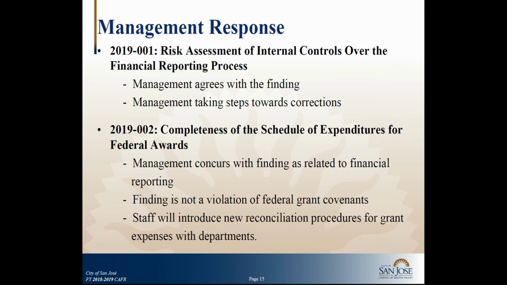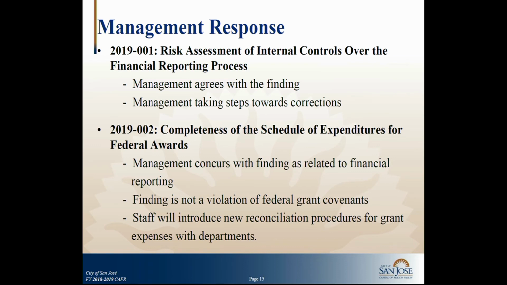And then the second one, we concur with the finding with respect to federal awards. We want to make a note that the finding is not in violation of any of the federal grant covenants. And we will be introducing new reconciliation procedures for grant expenses with departments. So as part of the budget process that was approved for fiscal year 20, we got 2 new accountants added to the department, so they're being trained up. Those additional staffing resources will help us really work on some of these compliance issues.